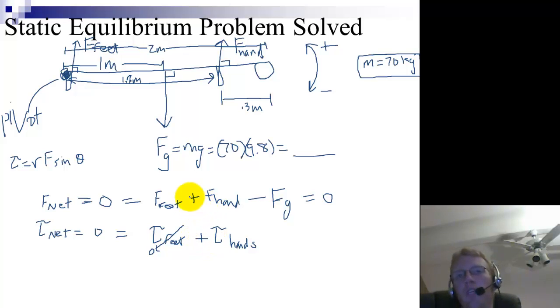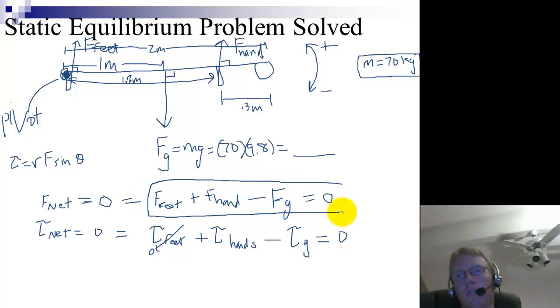You can't just assume that a positive here means a positive here. You have to actually look at it and see if the rotation is this way or this way. Okay, let's look at gravity. So here's gravity pointing downward. If this force acted on you, your whole body would tend to rotate downward this way, which we've chosen to be negative. So minus the torque of gravity equals 0. So you've got one equation here, and you've got one equation here, and you've got two unknowns.